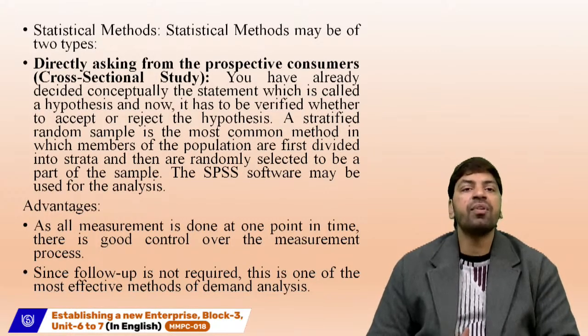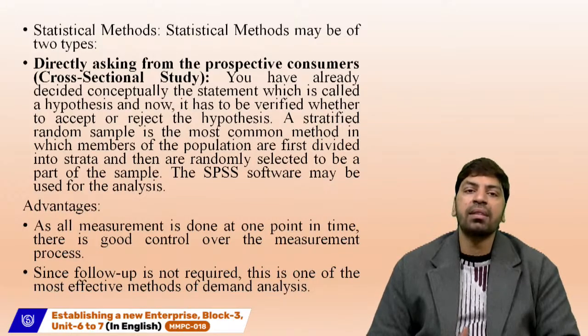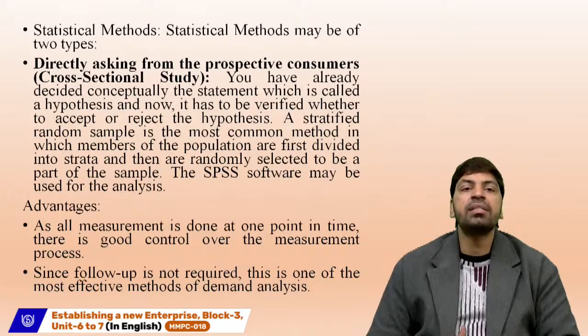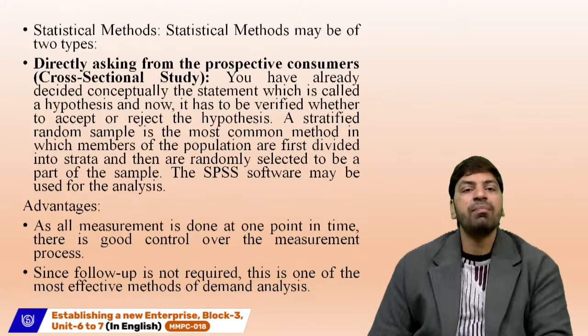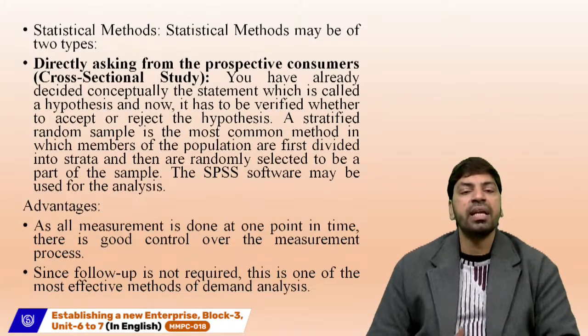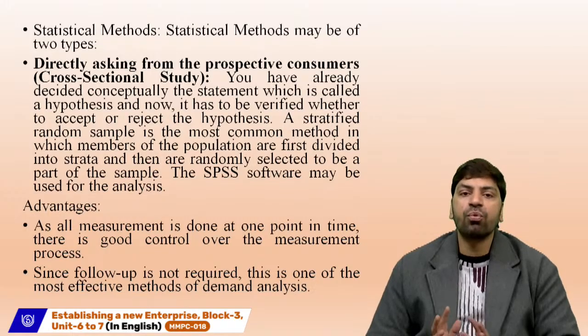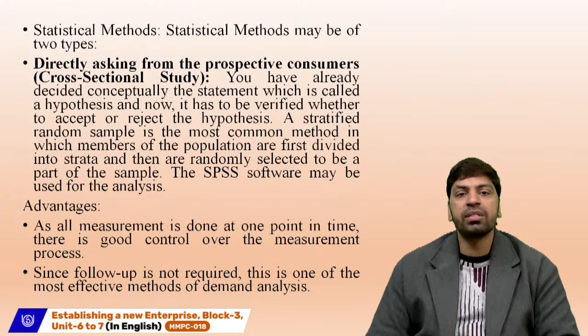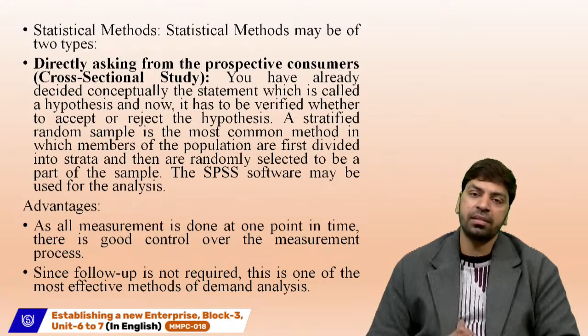A stratified random sample is the most common method, in which the members of the population are first divided into groups and then randomly selected as part of the sample. SPSS software may be used for the analysis. The next is the advantages of this method: as all the measurements are done at one point of time, there is good control over the measurement process. Since follow-up is not required, this could be one of the most effective methods of demand and supply analysis.